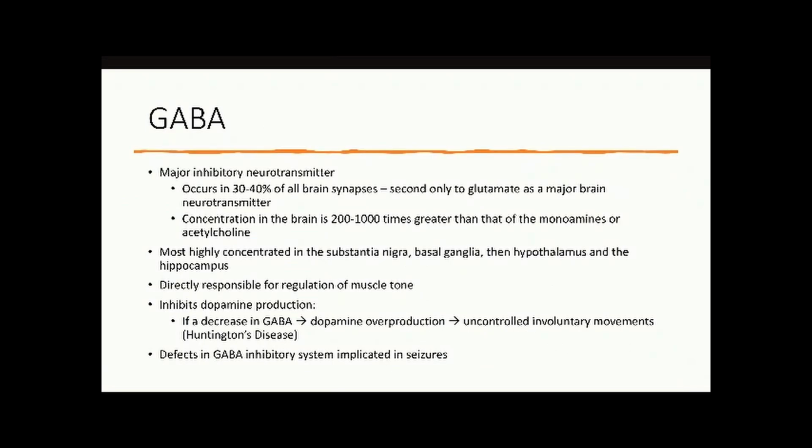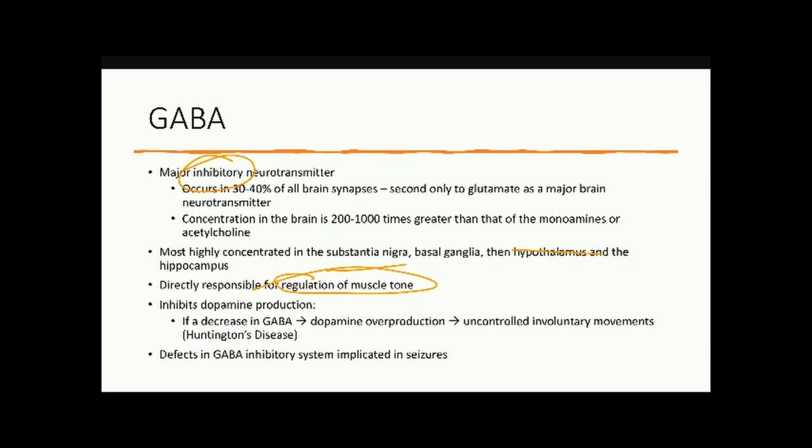Okay, GABA, this is the inhibitory one. Okay, this slows things down. Very highly concentrated in the substantia nigra, so all those subcortical centers. Hypothalamus also has some GABA there. Directly responsible for regulation of muscle tone.